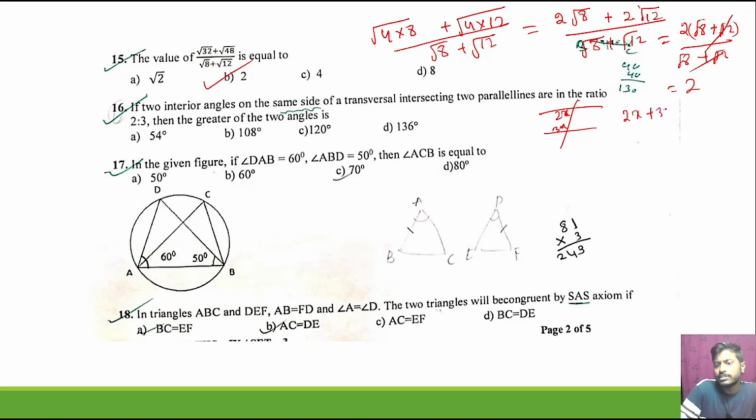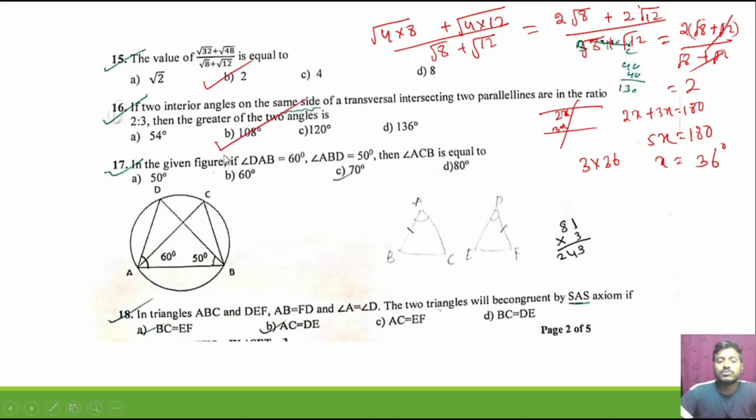So 2x plus 3x equal to 180 degrees. Now 5x equal to 180 degrees. So x equal to 36. So greater angle means 3 into 36, which equals 108.